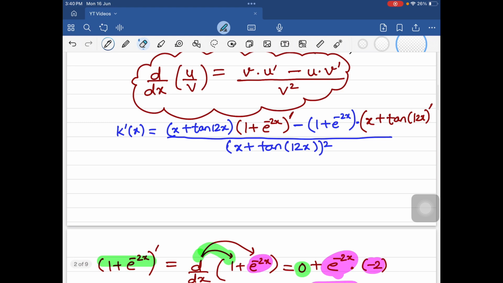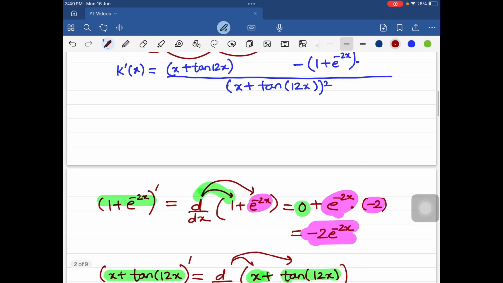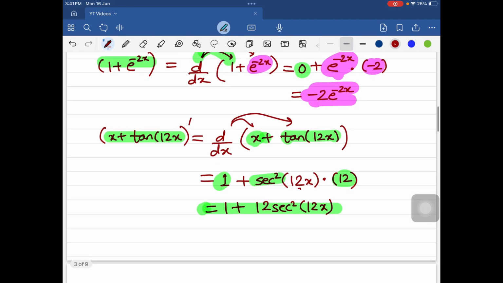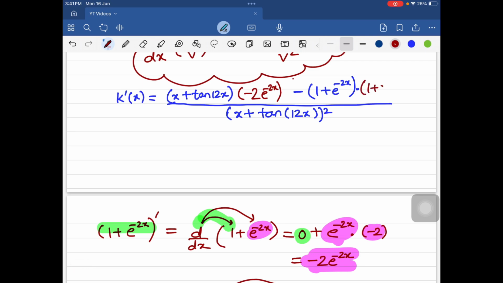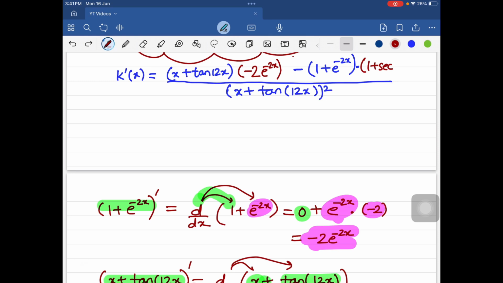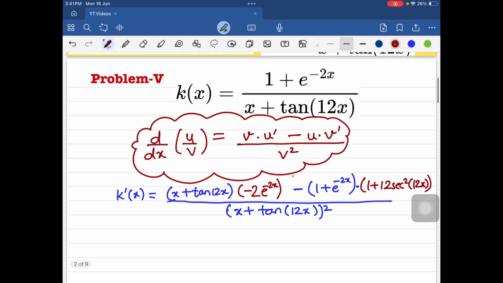So what we can do is write in the next step, not by erasing them. In place of these primes, I am going to put the answers, and that will be the final answer for this problem. So what is the value of the first derivative? It is minus 2 e to the power minus 2x, and the second is 1 plus 12 times sec square of 12x. So this is the answer for the given problem.